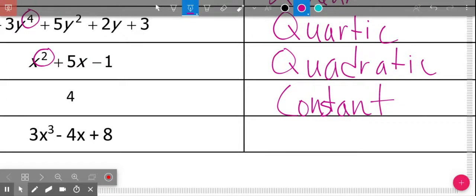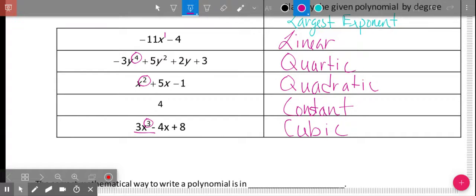And then the last one, I've got 3x cubed. My largest exponent is a 3. If I say that out loud, it's 3x cubed. So this is going to be cubic. Just remember, how would I actually say this out loud? And that kind of gives you the name of that polynomial. Alrighty, so these are something we're going to be practicing a lot. So if you're like, man, I'm getting them all mixed up right now, we're going to practice them a lot. So it should be getting easier.